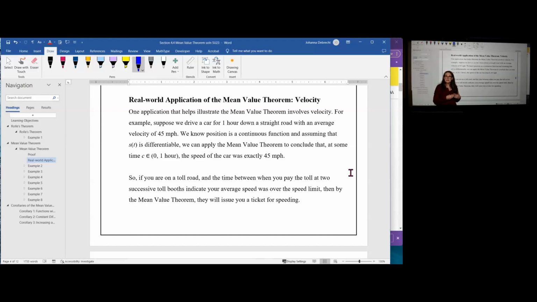So we know the position function is continuous. Remember that the derivative of position is velocity, which means that I have a differentiable function as well. Since it is both continuous and differentiable, that tells the toll booth operators that if your average speed between toll booth A and toll booth B is higher than the speed limit, then at some point between toll booth A and toll booth B, your velocity, your speed, was higher than the speed limit, and you'll get a ticket in the mail.